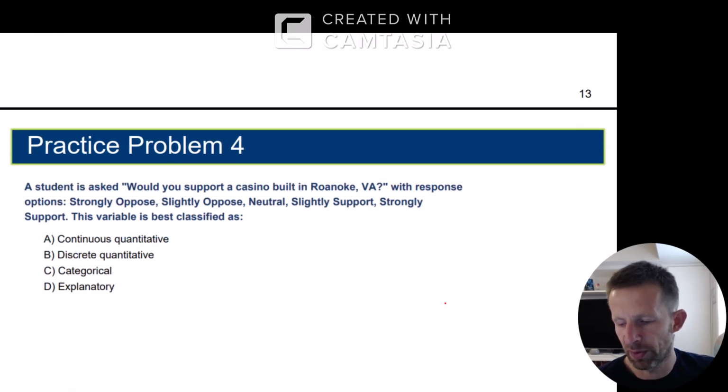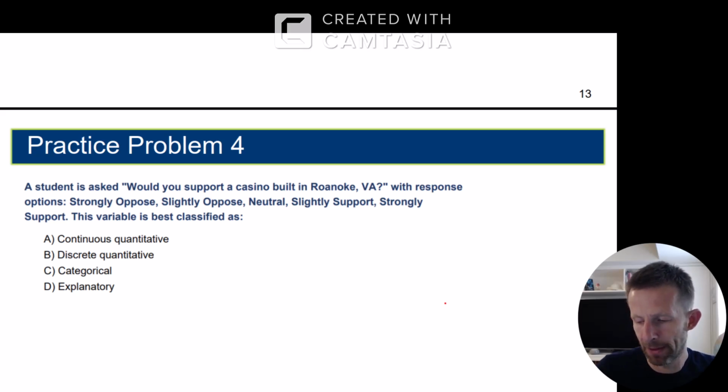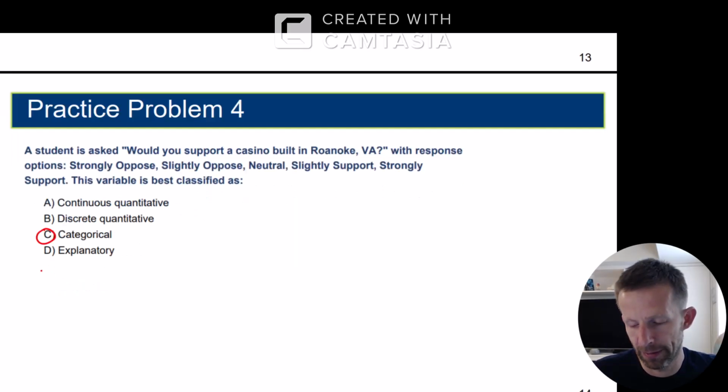A student asked, would you support building a casino in Roanoke, with the response options being as such? The variable is best classified as continuous quantitative, discrete quantitative, categorical, or explanatory. So these are categories, and they would be best shown using a bar chart or a pie chart.